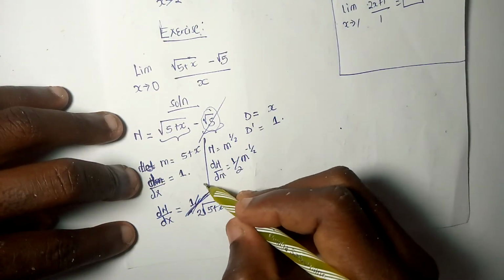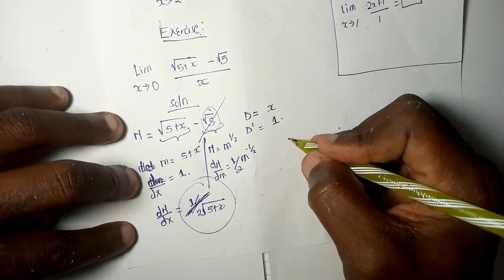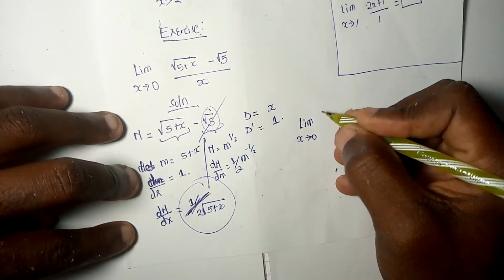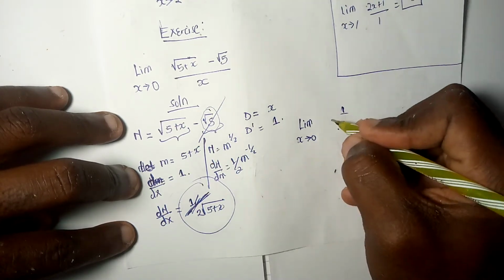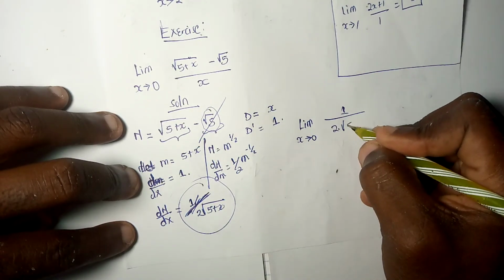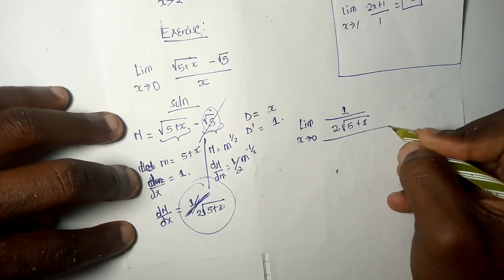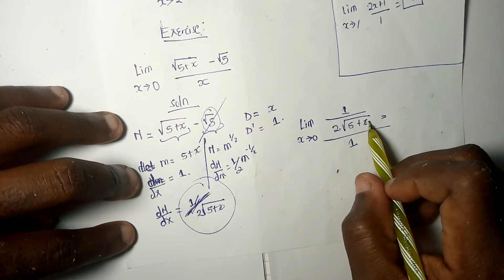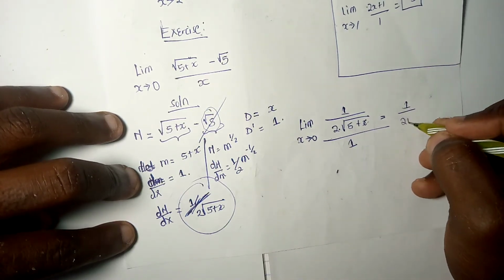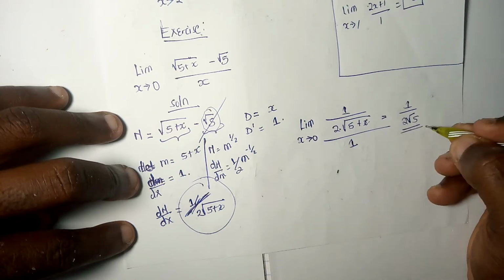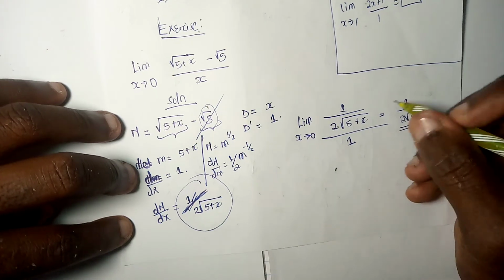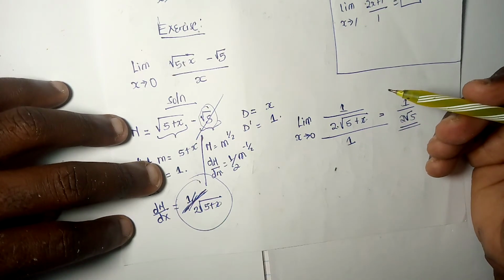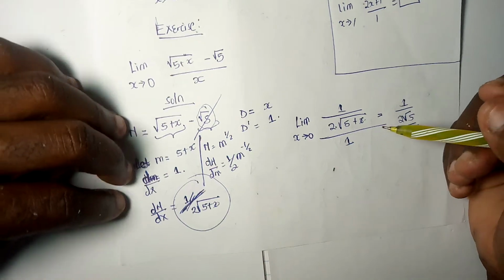Then you take the limit as x approaches 0 of dn over dx, which is 1 over 2 root of 5 plus x, over 1. Putting in 0, you get 1 over 2 root 5. Of course, you can solve this using any other method, including rationalization, but this question specifically insisted that you solve using L'Hopital's rule.